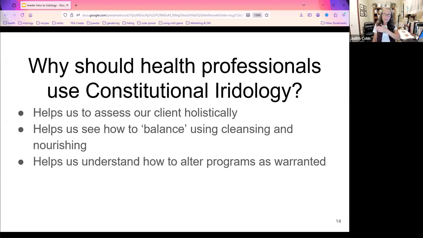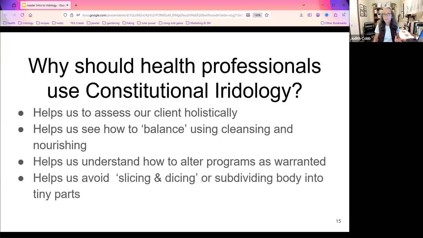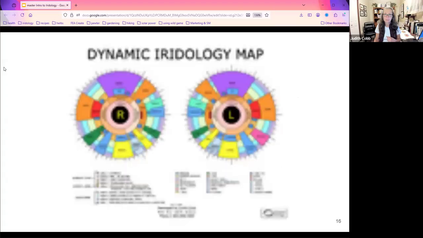And as we see them month to month, we can assess those same eye photos with the new information of what progress our client is making. And we can alter the program or embellish the program as needed. Constitutional iridology helps us avoid slicing and dicing or subdividing the body into tiny parts. We are not medical doctors who specialize in only one tiny part of the body. We work with the whole body as an integrated unit, and we need to understand those connections. Constitutional iridology helps us do that.